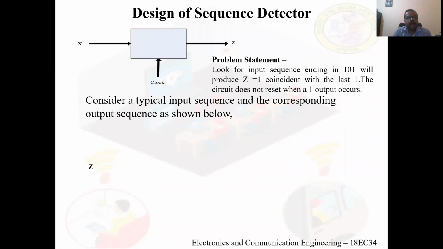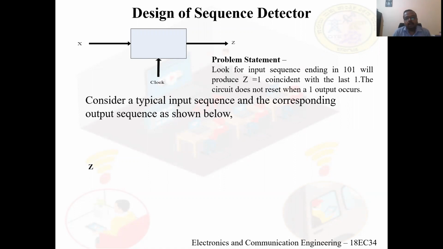Here, the diagram shown is of a sequence detector which needs to be designed. We have an input sequence X and output sequence Z. This sequence detector will detect an input sequence ending in 101. When the input sequence ending with 101 is received, the output Z is equal to 1. And also the circuit does not reset when the output 1 occurs.